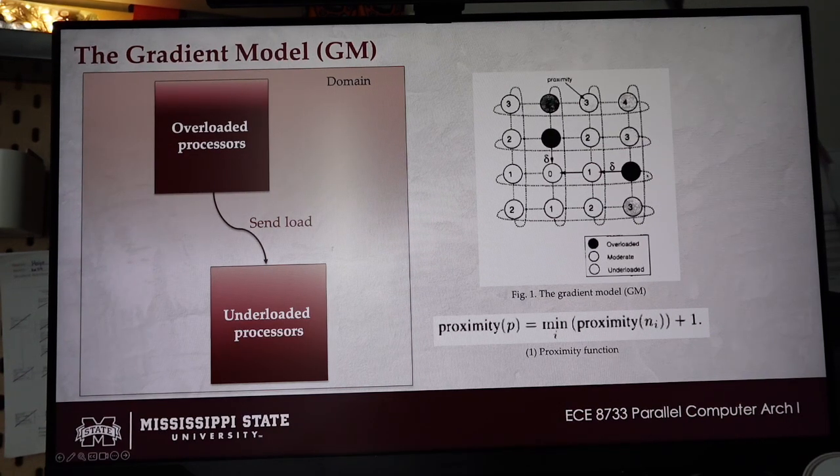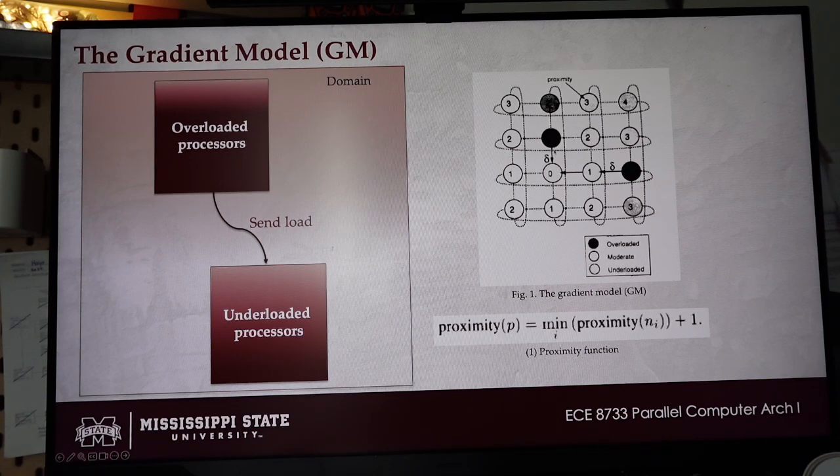After the proximity is set for each of the underloaded processors, the overloaded processor will look around to see which processor near it has the lowest proximity, and then the overloaded processor will send a unit of load to that underloaded processor. For example, in the second column, second row, the black circle indicates the overloaded processor.